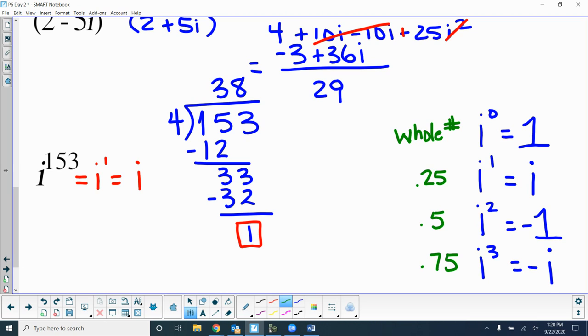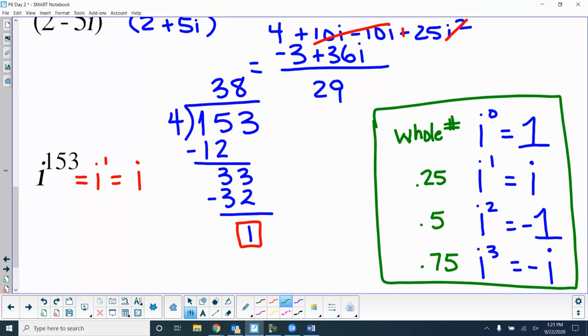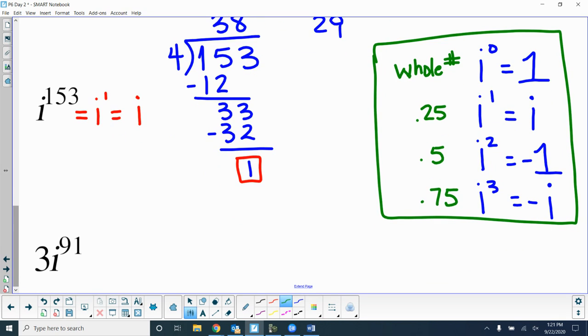So when you use your calculator, you're either going to get a whole number, a number with a 0.25, like the one we just did, a 0.5, or a 0.75. That's the only things that will show up. So you just need to learn this little table. And you'll know the answer then, right? When you take the exponent of the i and divide by 4, you'll get some decimal answer. So you guys tell me what this answer is. 3i to the 91st power. Use your calculator.